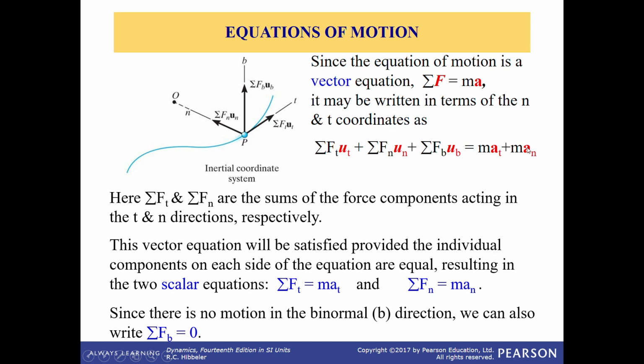So with the same practice, actually we can separate this portion. If you put everything in one equation, everything will be in terms of vector, right? But now you can separate this and this as a scalar form. So we have summation of Ft equals mat and summation of Fn equals man.